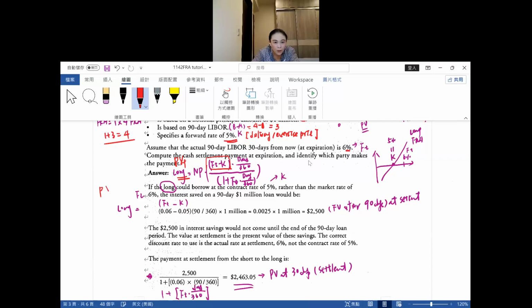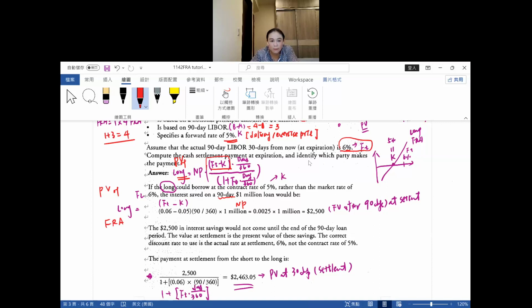All right, so apply all the numbers into your computation. It will be MP, this is MP, 1 million, times FT minus K. FT is 6%, according to the question here, minus K, our exercise price or delivery price or contract price, which is 5%, 0.05. And then multiply by 90 over 360, because you are based on the 90-day FRA. Remember, FT and K are annualized quotations, so you are computing 90 days, which is 3 months only.